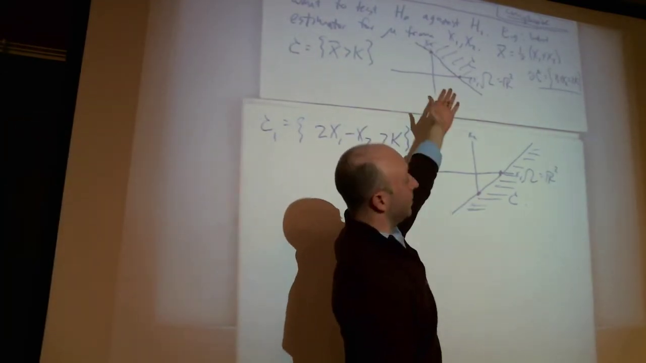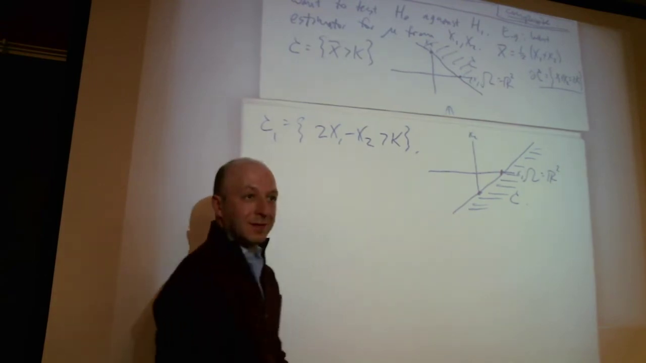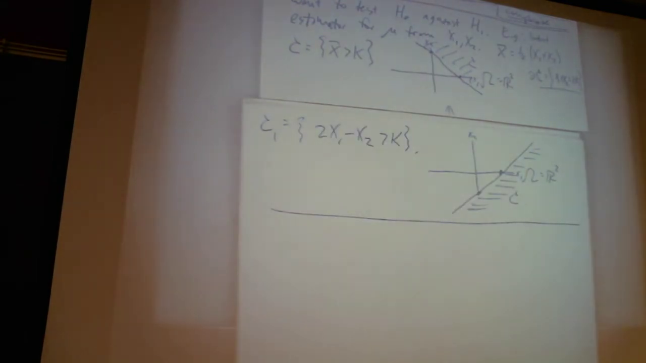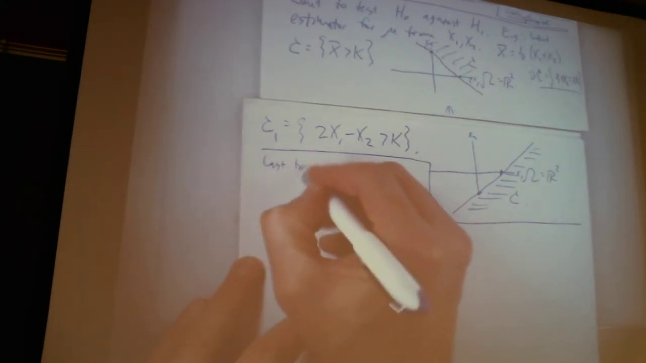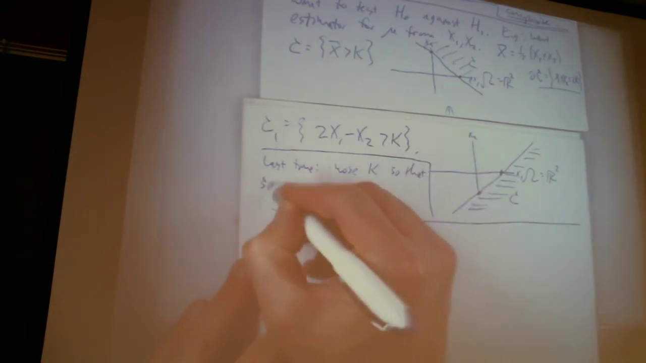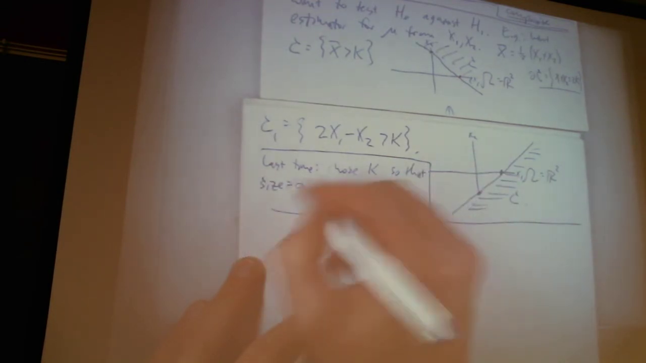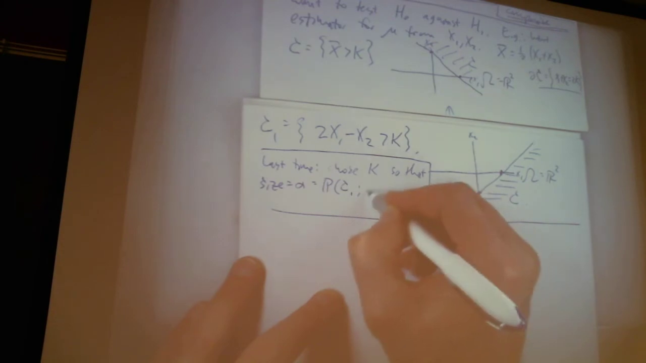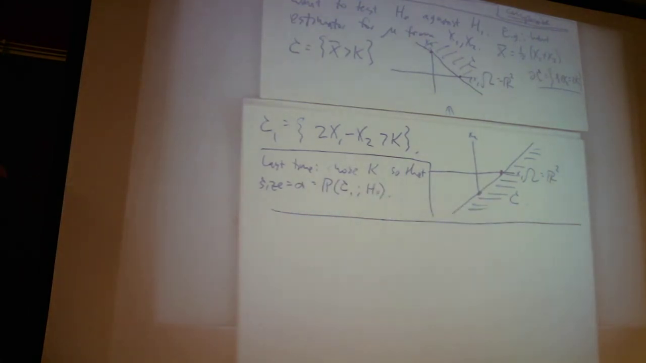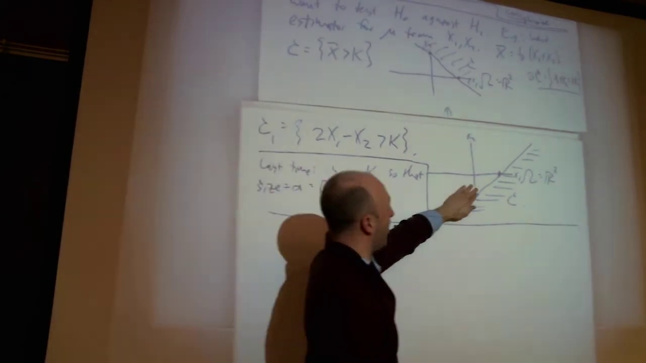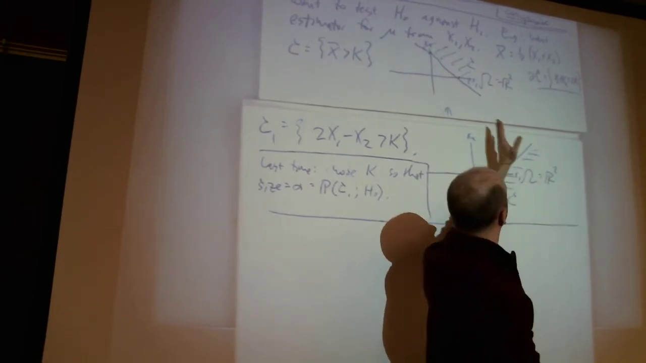Completely different critical regions. They're both testing, and if I choose k appropriately, these will both have the same size. And we know how to do this, right? This is what we did last time. Last time, we chose k so that the size, the level of significance, alpha, came out to alpha. This is the probability of C or C1, given that H0 is true. This is the type 1 error. We're in the critical region. We're not in the bulk. The bulk is here. This is what the tail looks like in these two versions.